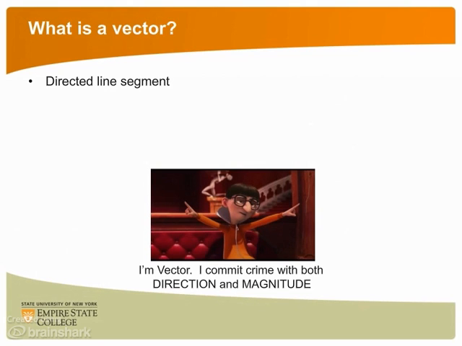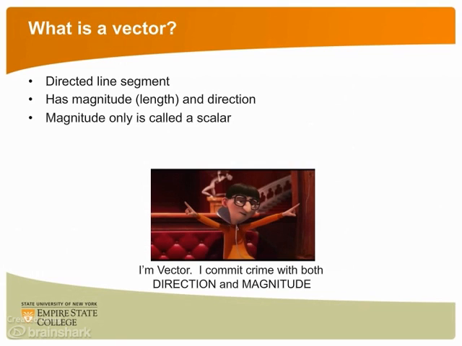In mathematics, we define a vector as a directed line segment. This means a vector has a specified finite length, called the magnitude of the vector, and a direction. If a value has only a magnitude but no associated direction, it is called a scalar value.